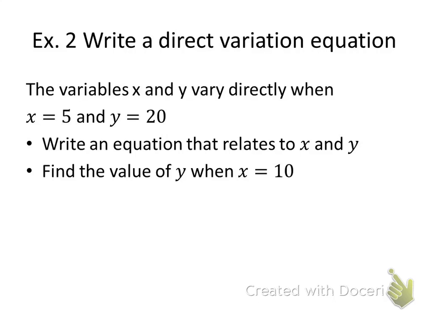I'm trying to find the constant so I can say, okay, what if I plugged in another ordered pair other than 5 and 20? Would it work? Would it fall on the line? Can I find a missing variable if I don't know what it is? Yes, so that's why we want to find the constant. So you got to know the direct variation formula in order to solve these. So what is the direct variation formula?